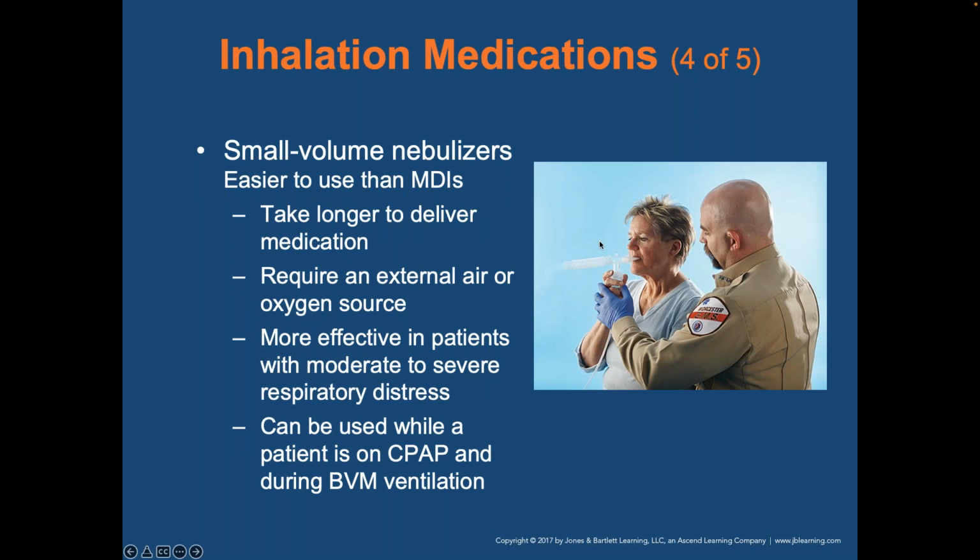Small volume nebulizers, as you can see here, require the patient to hold them up. Takes a little bit longer to deliver the med, which is good. We also have more medication in it. Requires an external air or oxygen source. A small volume nebulizer can also be more effective than an MDI in patients with moderate to severe respiratory distress. This can also be used while a patient is on CPAP and during BVM ventilation. So they have adapters that can hook into these to allow it to be pushed in through CPAP or a BVM.